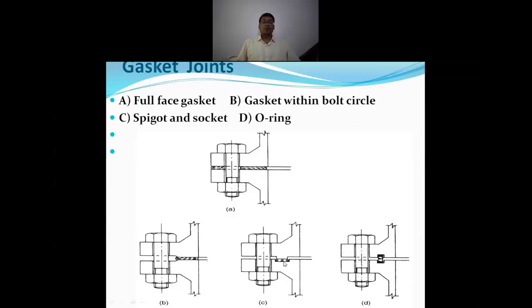Then the third, tongue and groove, and socket. We have talked about male and female flanges. So in that the gasket is put in between this groove and the socket arrangement. Similarly, it can have the O-ring or trapezoidal shapes.